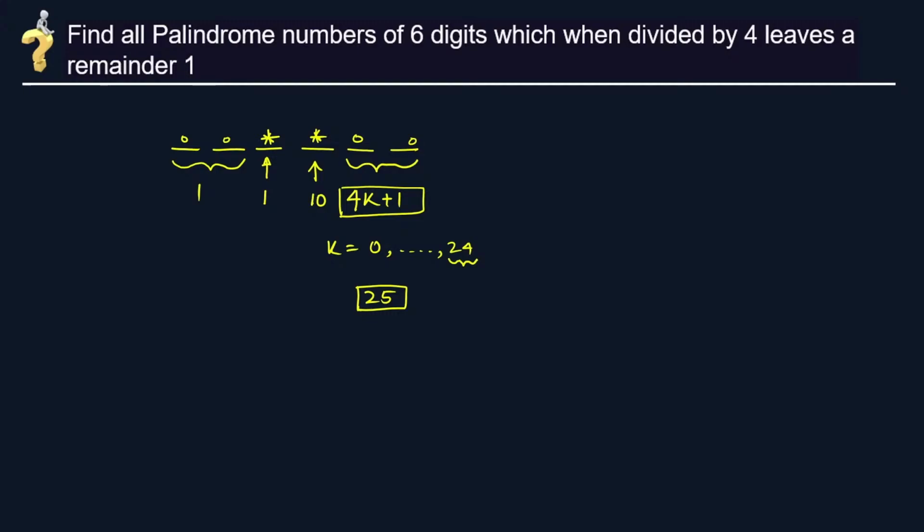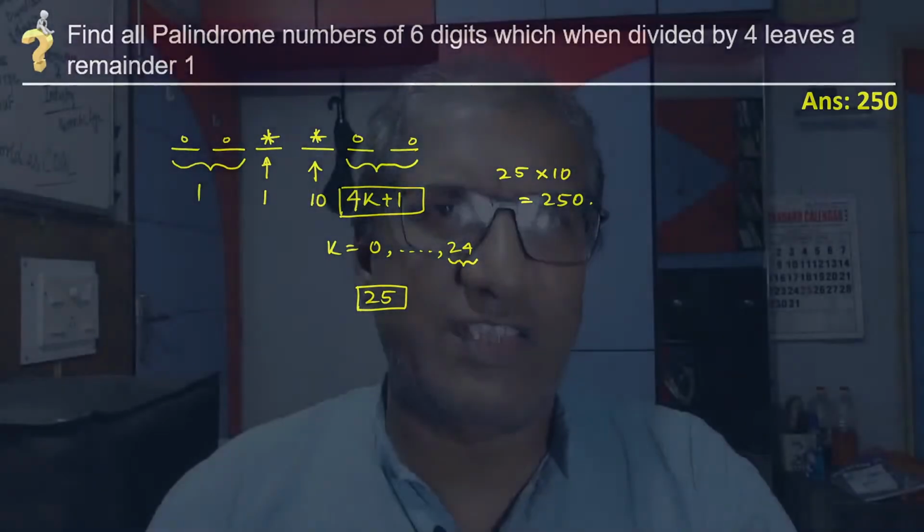Have you understood? Now, what will be the total number of such 6-digit numbers formed which, when divided by 4, leave the remainder 1? We can easily see that it will be 25 into 10, that is, 250 such numbers. Am I correct or not? So 250 is the correct answer. Okay, have you understood?